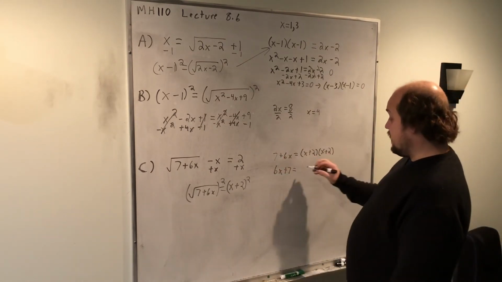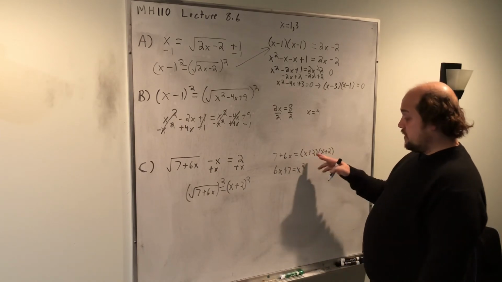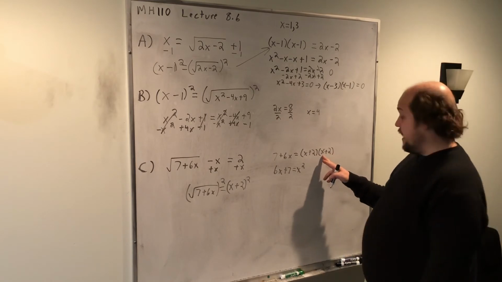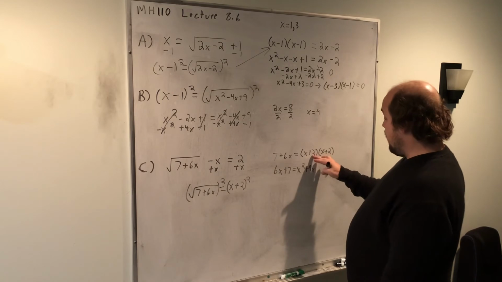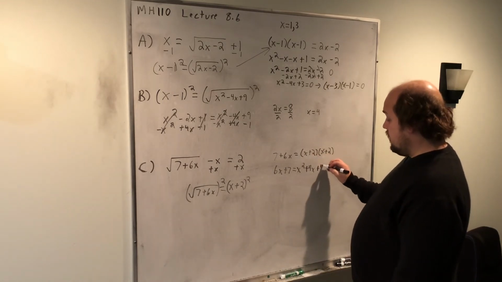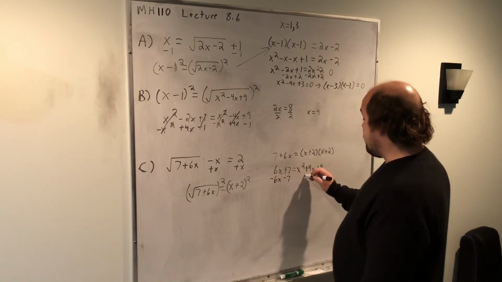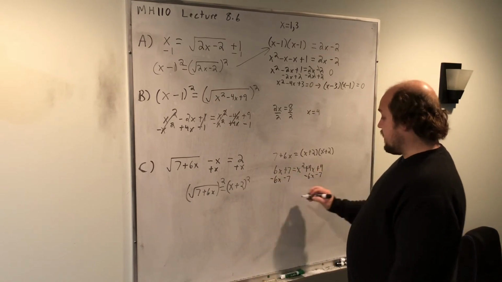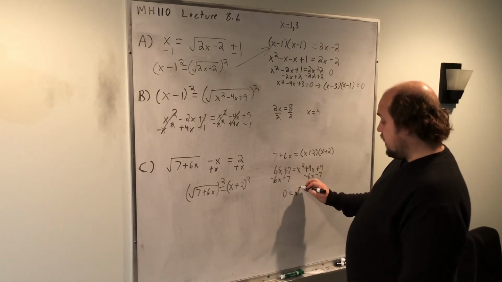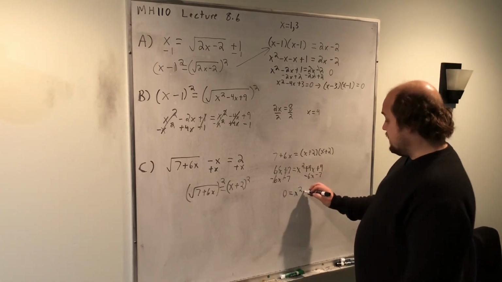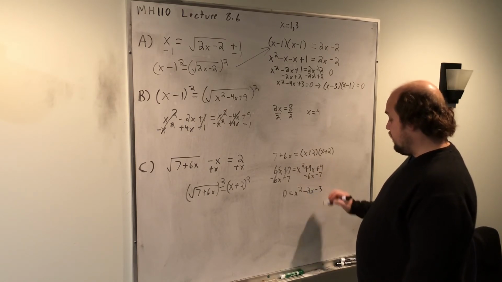On the right, x times x gives me x squared. X times 2 gives me 2x. 2 times x gives me another 2x. 2x plus 2x gives me 4x. And then positive 2 times positive 2 gives me positive 4. I'm going to subtract 6x, subtract 7, subtract 6x, subtract 7. Over here, that leaves me with 0 equals x squared. 4x minus 6x is negative 2x. 4 minus 7 is negative 3.